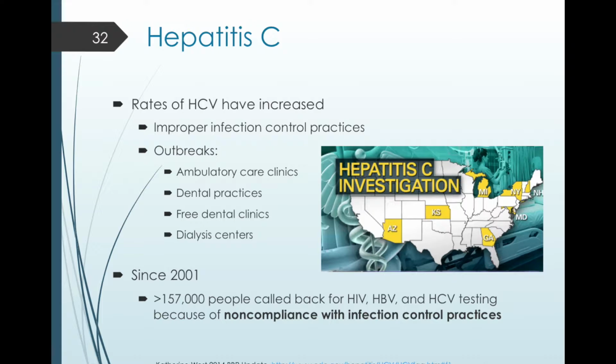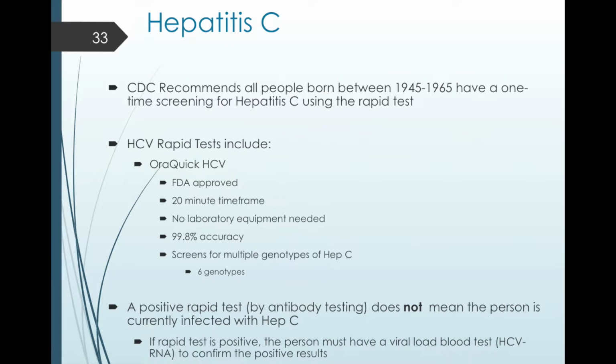In recent years, we have seen the rate of hepatitis C increase. We have seen some isolated outbreaks in places such as free dental clinics and other dental practices, dialysis centers, and ambulatory care centers, and most of the reasons for this was improper infection control practices. Since 2001, there have been more than 157,000 people who were called back for testing on HIV, hepatitis B, or hepatitis C because there was some form of non-compliance with infection control practices.